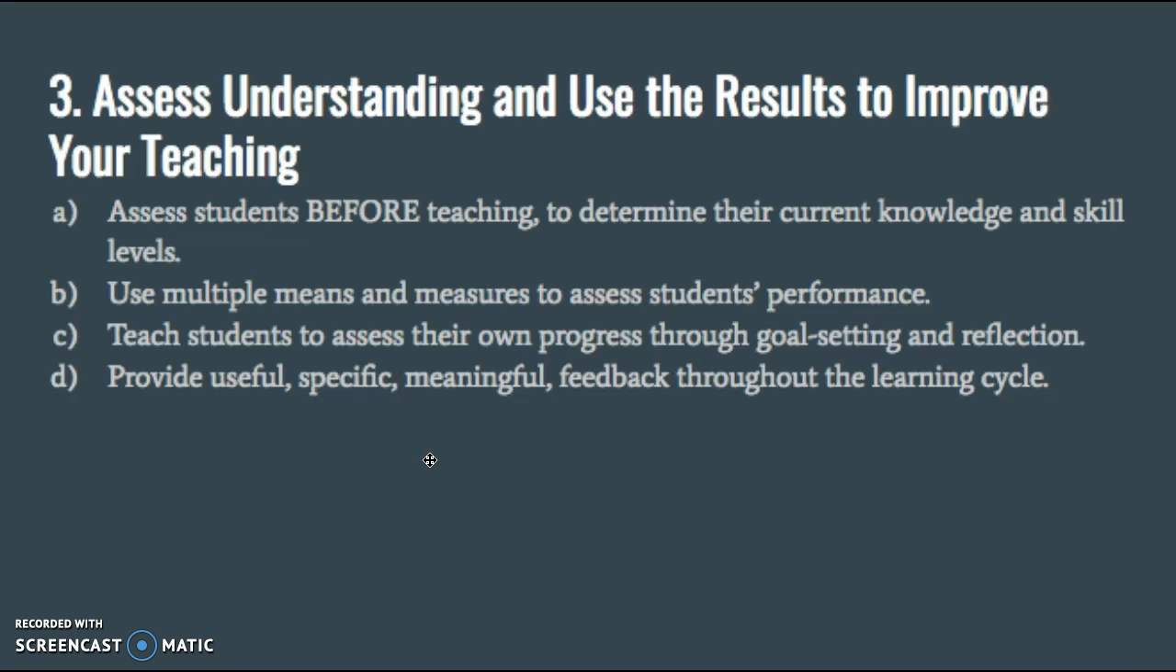Use multiple means and measures to assess students' performance. So this means use a variety of things. Don't just give them a test and say that's their performance. You give them a variety of different tests, activities, projects, so that way you can better tell what level they're at and their comprehension level. C, teach students to assess their own progress through goal setting and reflection. So this is important that you give students the opportunity to monitor their own progress, so that way they can see where they're doing good and where they could need a little more improvement, rather than just the teacher telling them you need to do improvement here.